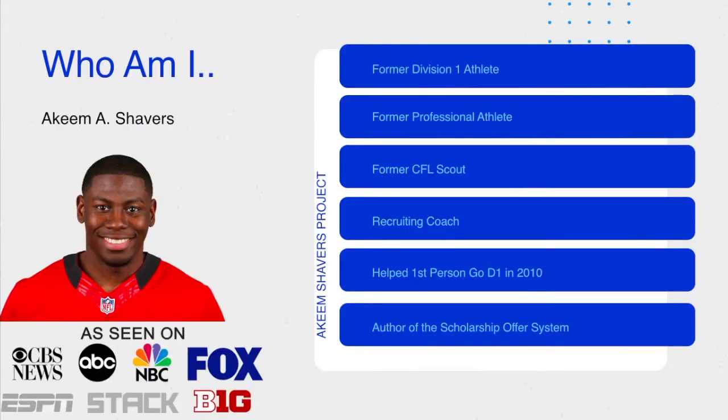So for starters, who am I? I'm Akeem A. Shavers. I'm a former Division One athlete, former professional athlete, former CFL scout, recruiting coach, and I helped my first person go D1 back in 2010, just to show you how long I've been doing this. I'm also the author of the Scholarship Offer System. And as you can see, I've been featured on some of these news outlets, websites, and magazines.